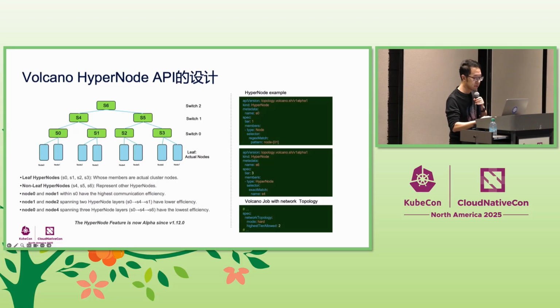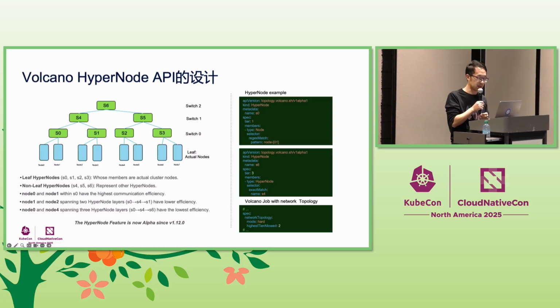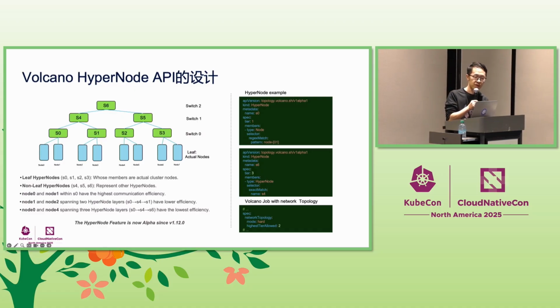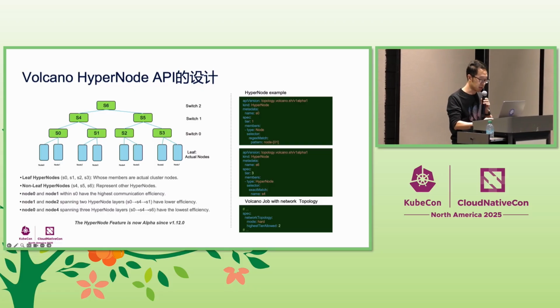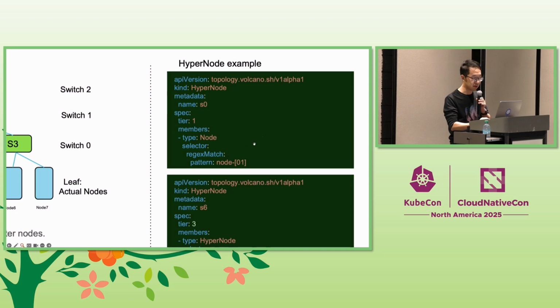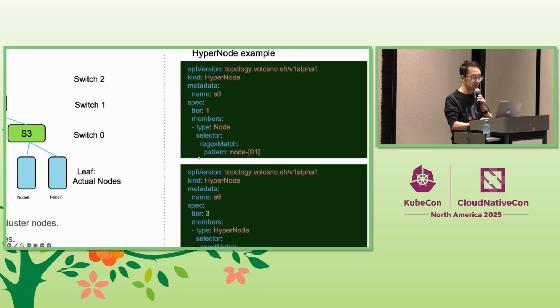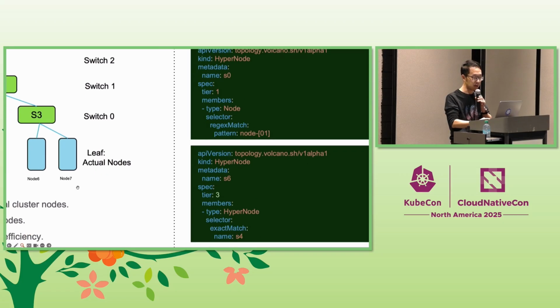Okay. Oh, I just realized that there's some Chinese character, but that's fine. So for the HyperNode design in Volcano, we chose to use a tree data structure. On the right-hand side, you can see we're just defining a tree node. One HyperNode means just a node of that tree, and you can indicate whether the member is an actual node or a HyperNode.